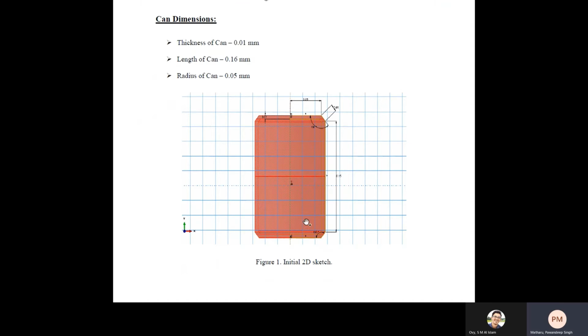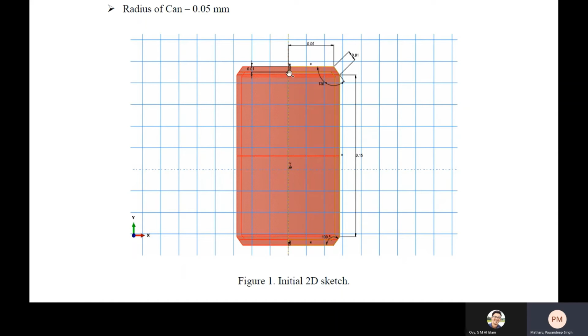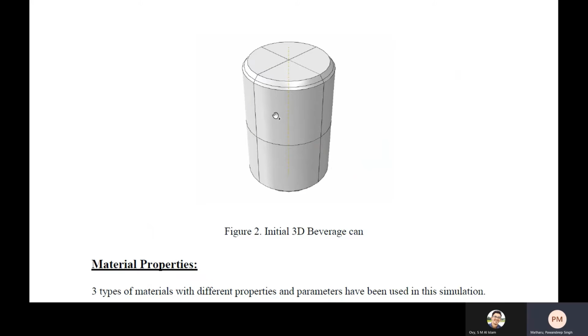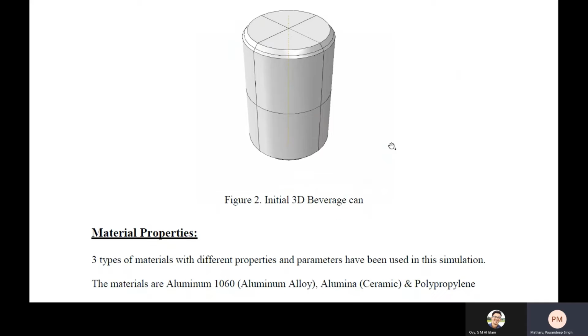As you can see on the screen, the profile of the sketch starts from the axis and extends till here, and we just revolve this around to get this 3D revolute solid model of the can.